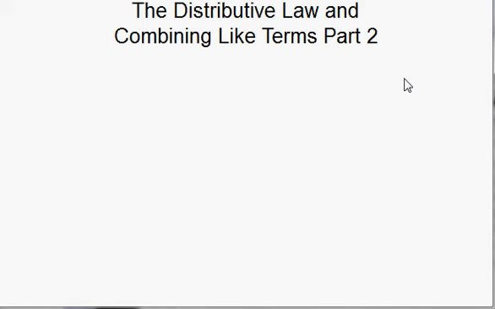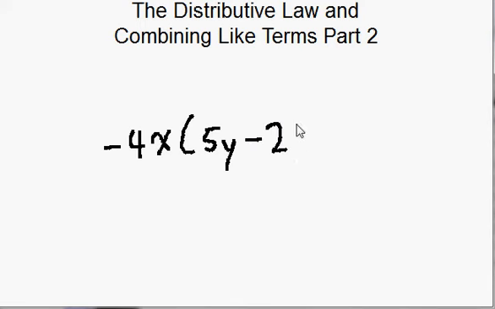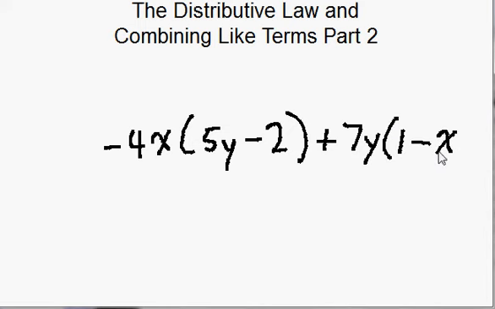All right, let's do one other example. Let's try negative 4x times 5y minus 2 plus 7y times 1 minus x. Does that look hard? Kind of hard, because it involves 2 different variables, right? All right, let's see what we can do.